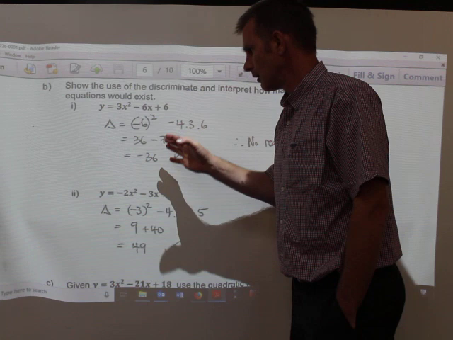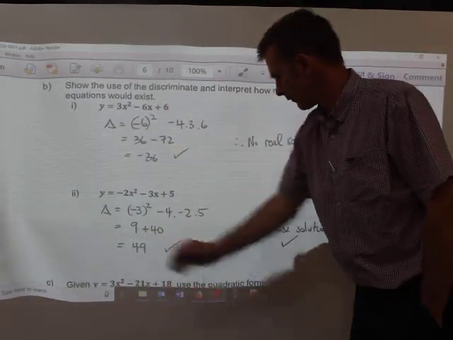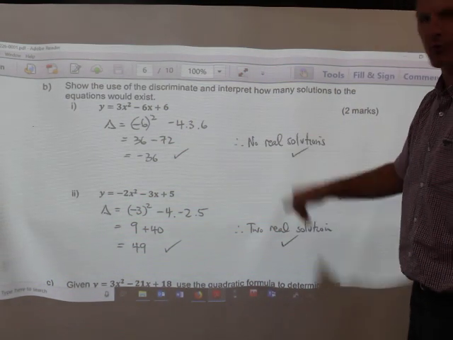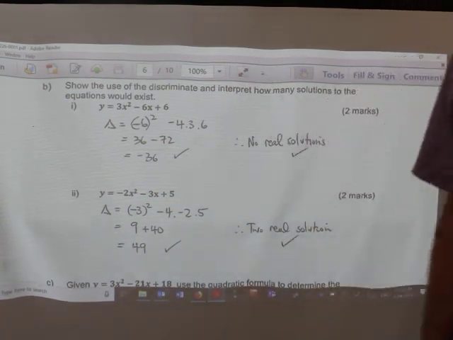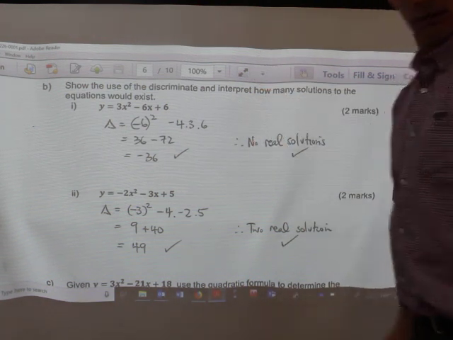But for us at the moment, this one gave us a -36, no real solution. A +49, 2 real solutions. Now, if you didn't put real solutions in, I'm not worried about that. 1 mark for your number crunching, 1 mark for interpreting the answer.